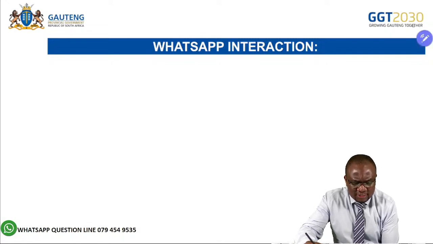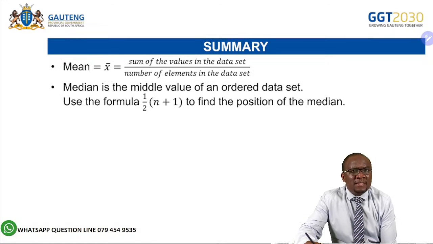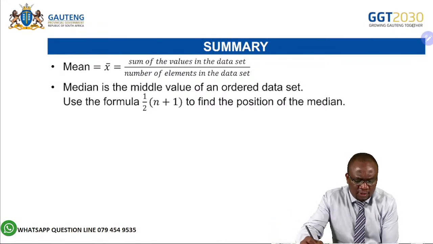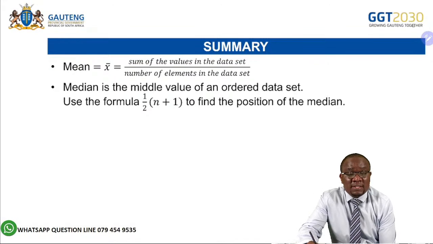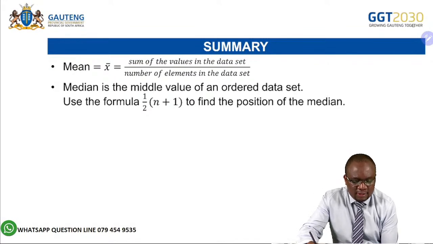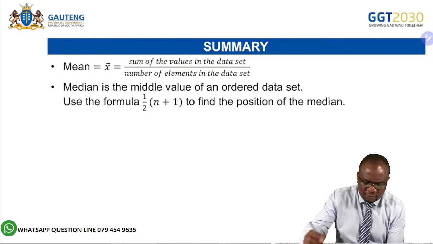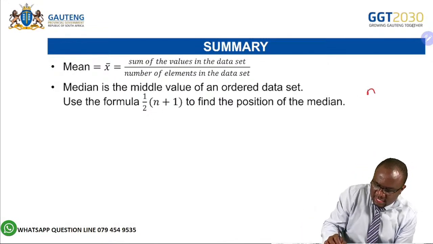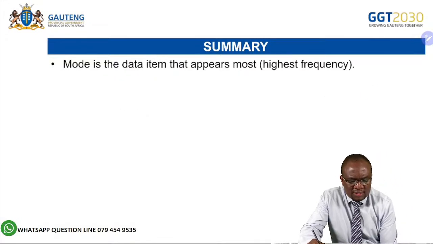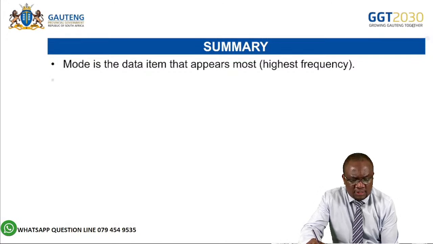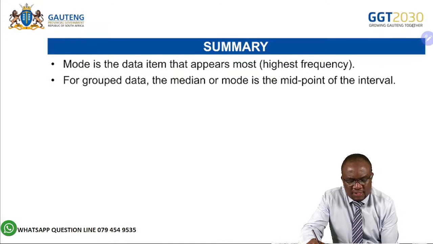Right, and then let's summarize our lesson. How do we find the mean? We add all the data items in the set and divide by the number of those data items. To find the median, we find the median position using the formula n plus 1 divided by 2. Mode is the data item that appears most, the one with the highest frequency. For grouped data, the median or mode is the midpoint of the interval.